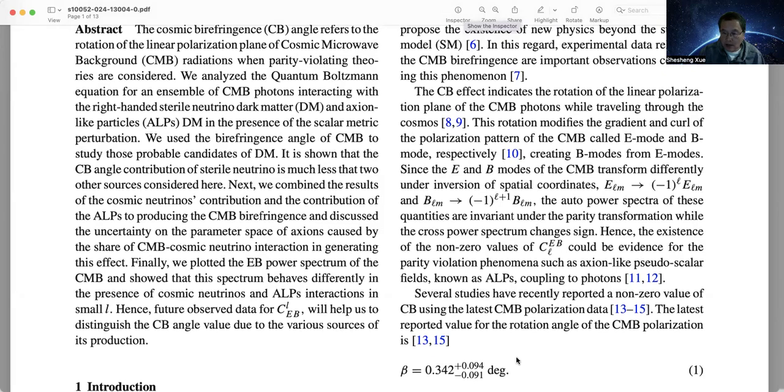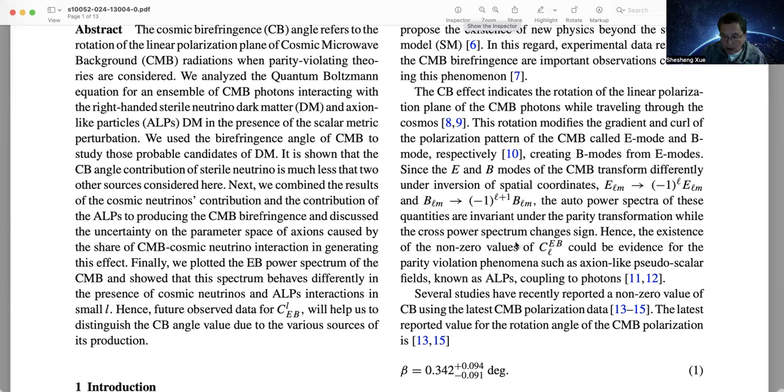So how is this related to parity violation? Because this measurement is done with the E mode and B mode of the CMB. Under the parity transformation, the E mode is transformed as (-1)^L. Instead, the B mode is transformed as (-1)^(L+1). So there is a difference. Then the cross power spectrum, E mode times B mode, is parity-violating. This is very similar to the electric field and magnetic field.